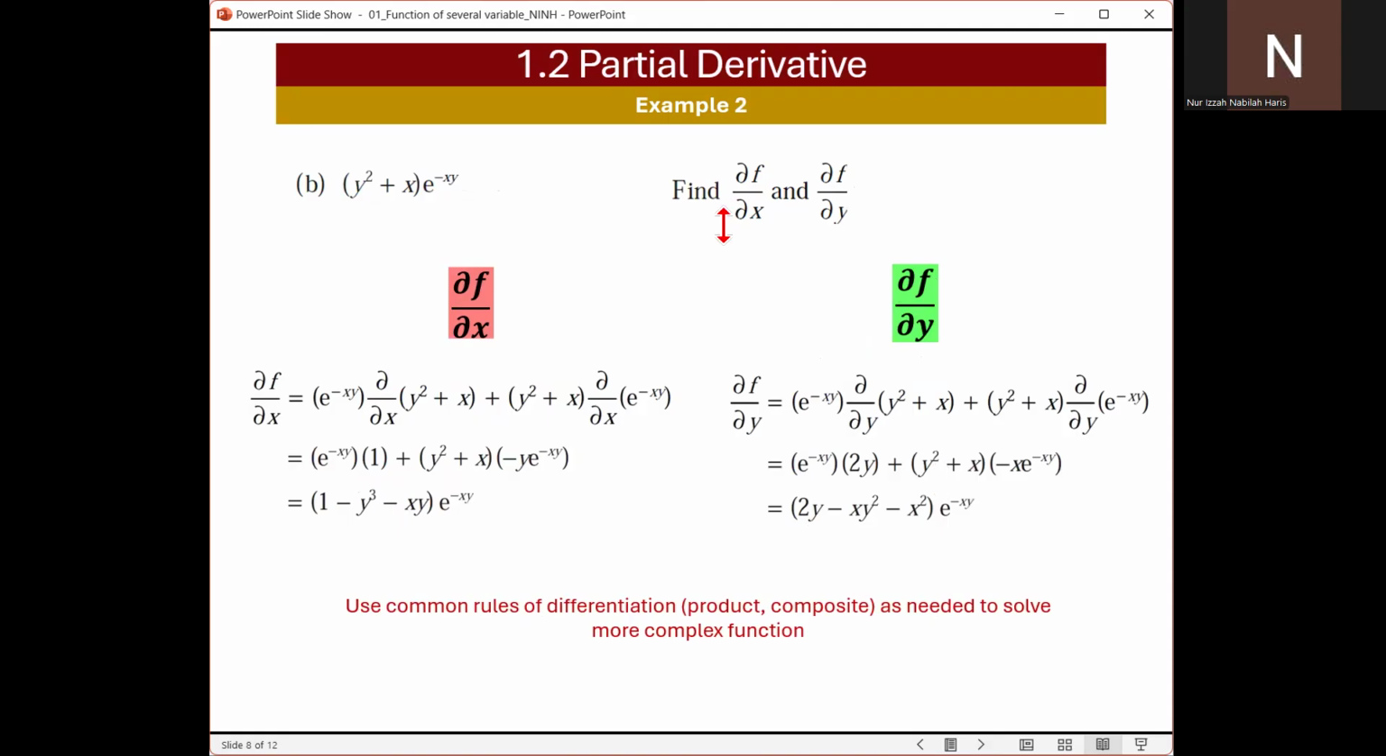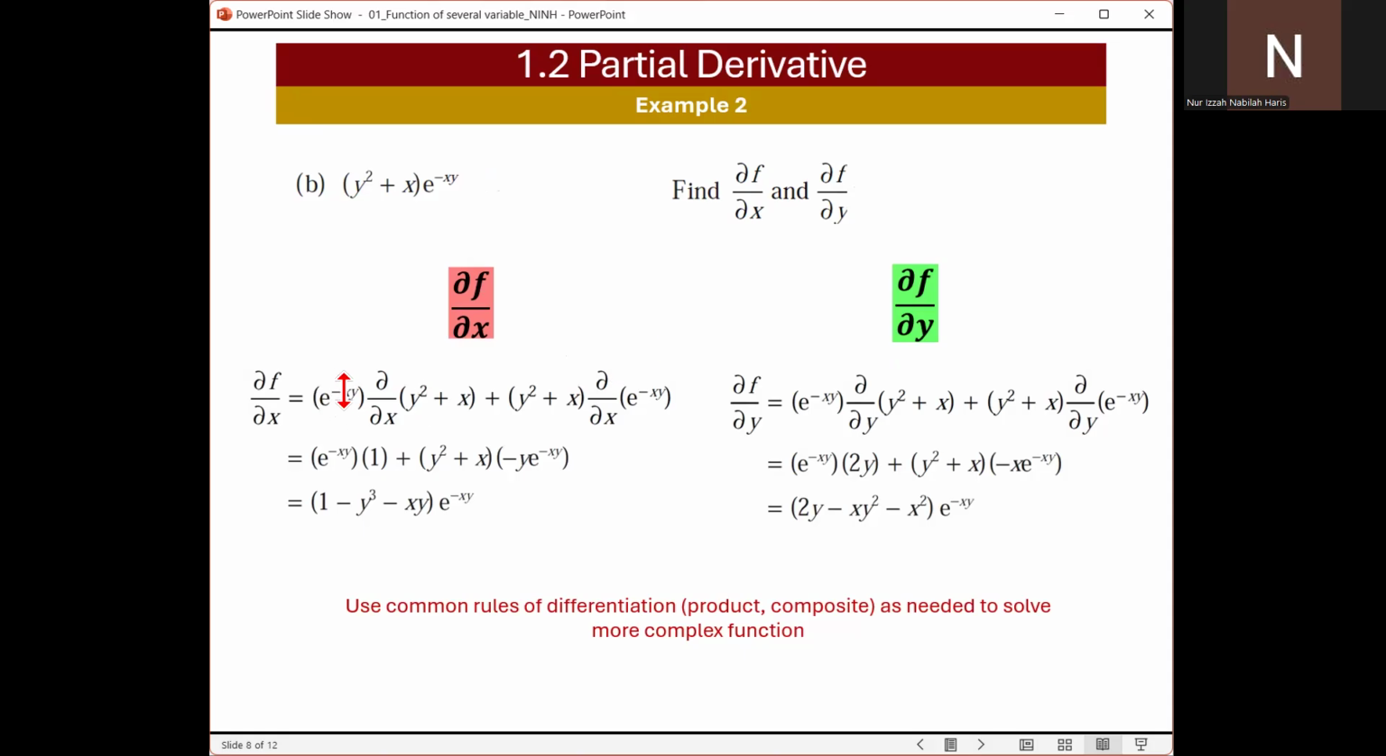Let's go to the second example. Okay, briefly, when you see a composite function like this, it is a function of u and v. For doing partial derivatives, you can use the common rules of differentiation, such as the product rule and the composite rule, as needed to solve more complex functions. I think this function can be solved using the product rule, because this is u and this is v. So this is basically u v prime plus v u prime.